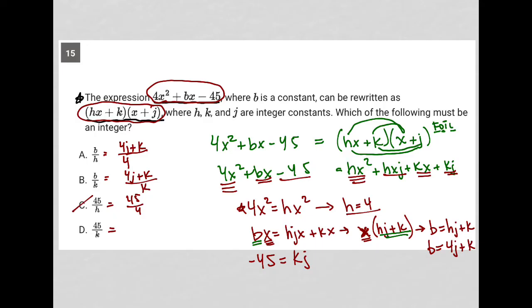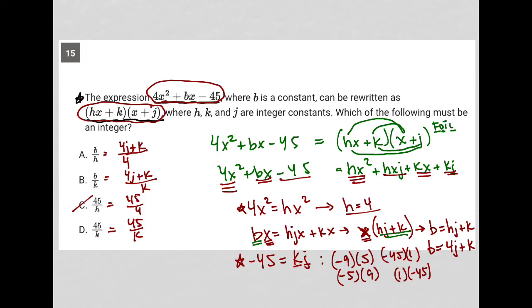And D, I have 45 over k, which again, okay, so that's interesting. So I have 45 over k here, but I also know that negative 45 is equal to kj. So I know that k times j is negative 45. That means that k has to be a factor of 45. Let's just think about that, right? So how could this work out? This could be like a negative 9 times 5. It could be a negative 5 times 9, of course. It could be a negative 45 times 1. It could be a 1 times negative 45.